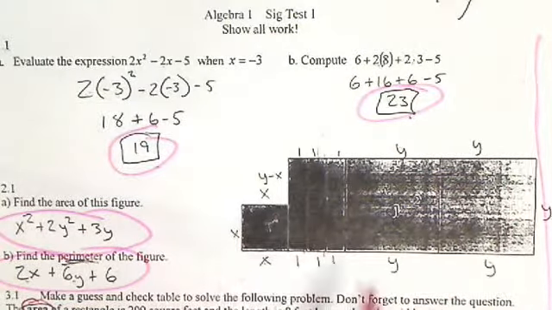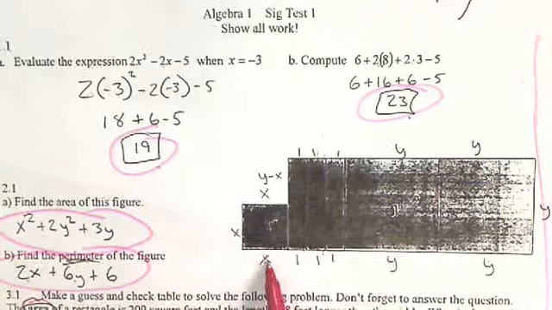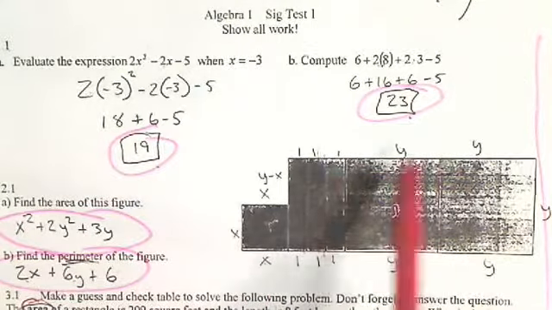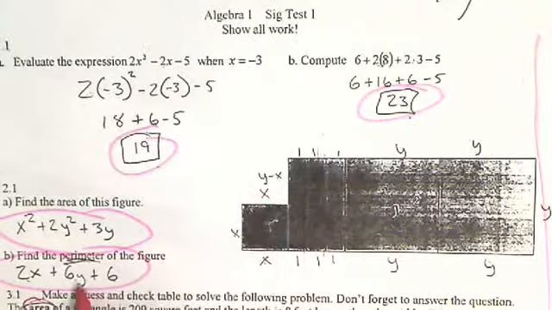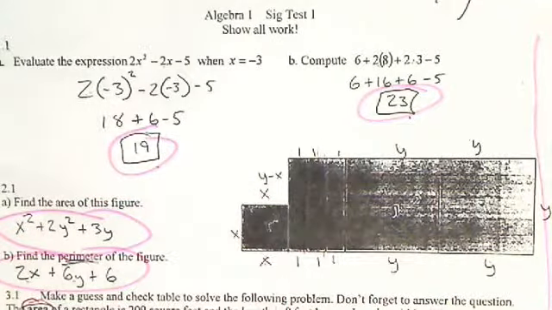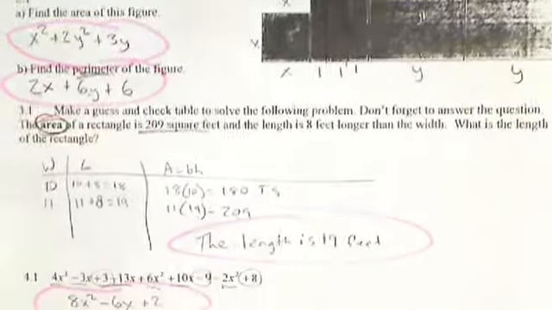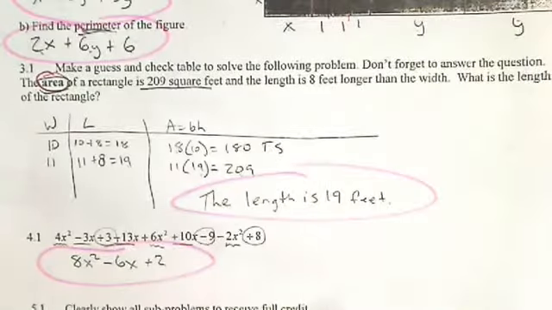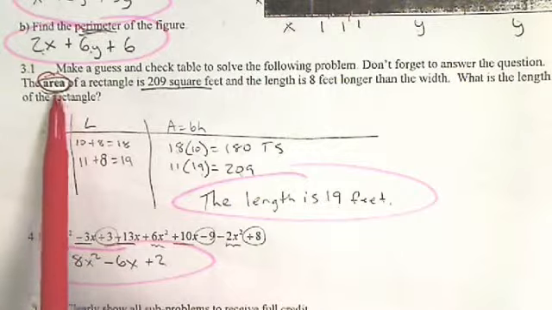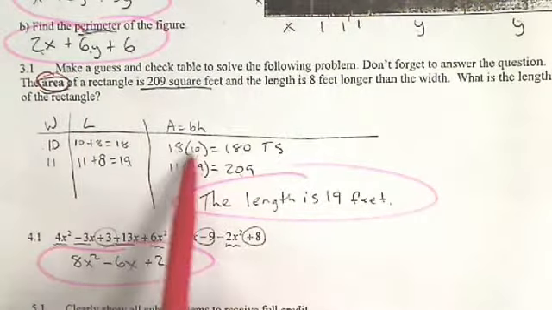Combine like terms. 1, 2, 3 x's minus 1 is 2. 1, 2, 3, 4, 5, 6 y's. And there's 6 ones. Most people miss this one because they don't know that the area is base times height. I saw a lot of people adding these together.